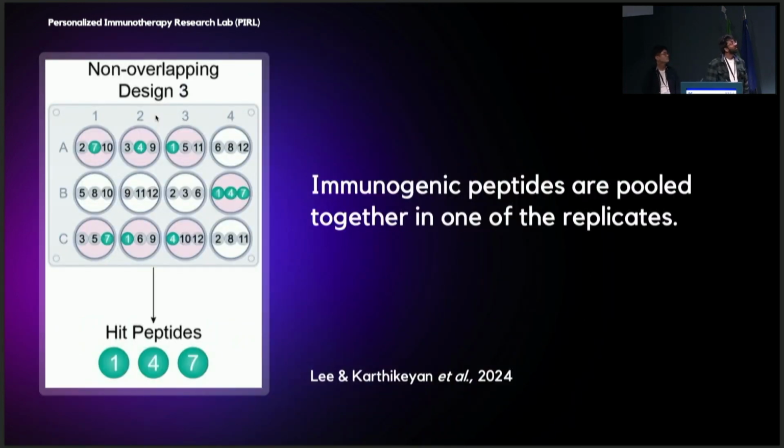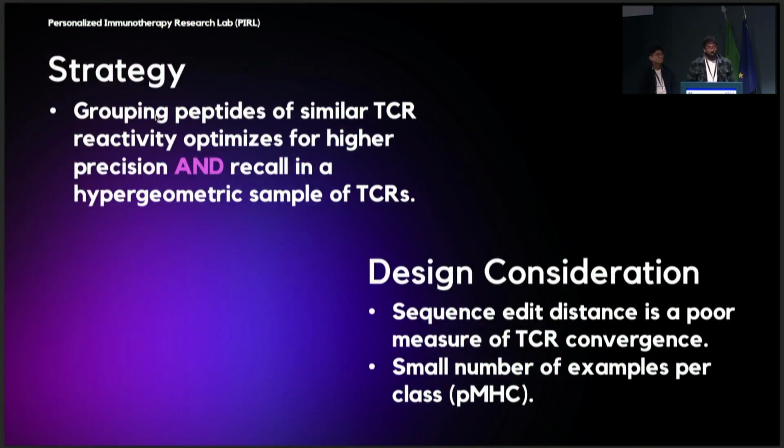We figured out that depending on where you place these immunogenic peptides, you're able to tune the precision and the recall of this assay, which presents a bit of a catch-22, because if you knew the immunogenicity of the peptide, you wouldn't really need the ELISpot in the first place. So we had to come up with a clever strategy. Instead of inferring the immunogenicity directly, we decided to group together similar peptides based on their TCR reactivity, which would optimize for precision and recall, given a sample of TCRs without replacement in the actual assay.